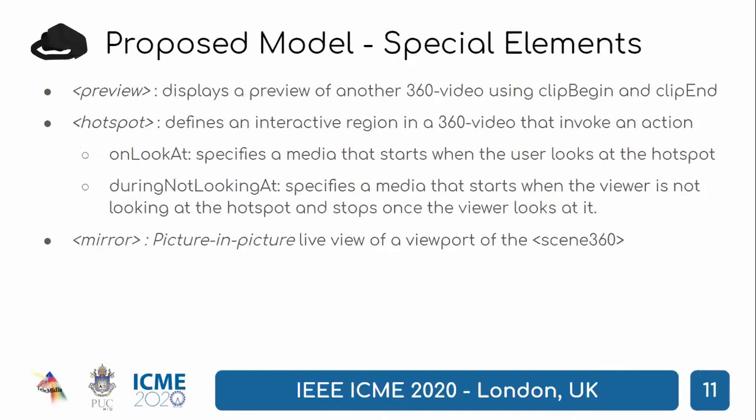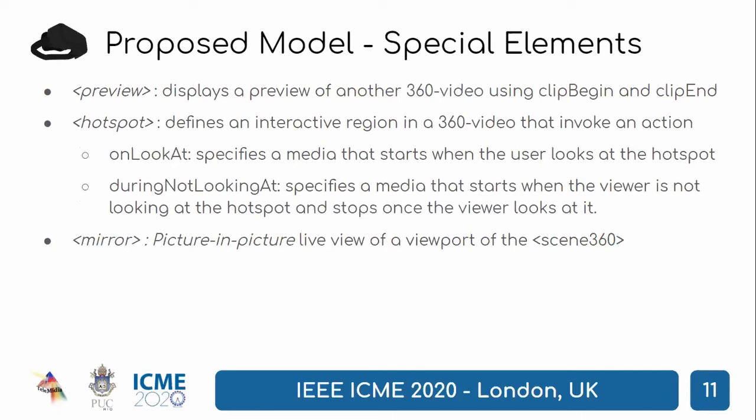Besides traditional media objects, we also support some special elements. The first, Preview, displays a preview of another 360 video using clip begin and clip end. It's mainly used for navigation together with the onSelect attribute.